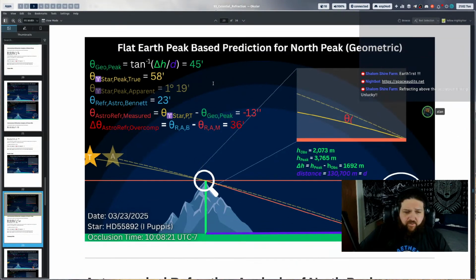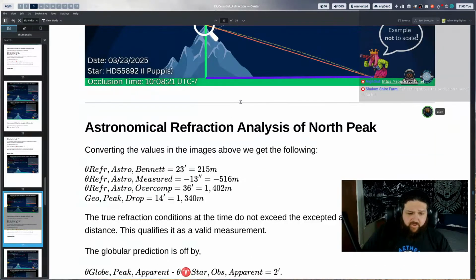Okay, so when we get into the flat Earth prediction here, the star's true position separation was at 58 arc minutes relative to our 45 predicted with the rise over run to the true elevation of the peak, which creates a minus 13 separation there, or negative 13 arc minutes. I have arc seconds listed here, so I need to change that, but that's arc minutes. So that creates a difference of 36 arc minutes. So that'll be cool to see how that affects the measurements.